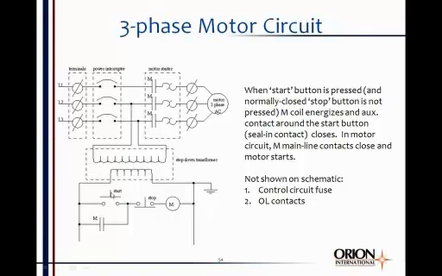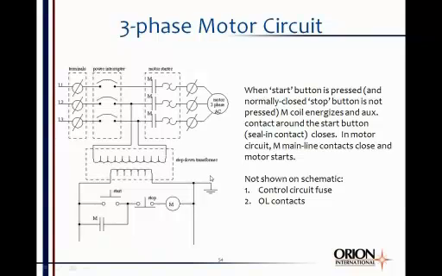When I press the start button, the current flows through the start button, through the normally closed stop button, which energizes the M coil. This is the main coil in the motor starter. When M energizes, it closes this seal-in around the start button. Okay, that's an auxiliary contact that closes. It also closes these main line contacts and the motor starts running. Okay, so that's exactly how it works. And when I press the stop button, it drops out this coil, which opens this contact, which opens all three of these motor starter contacts.